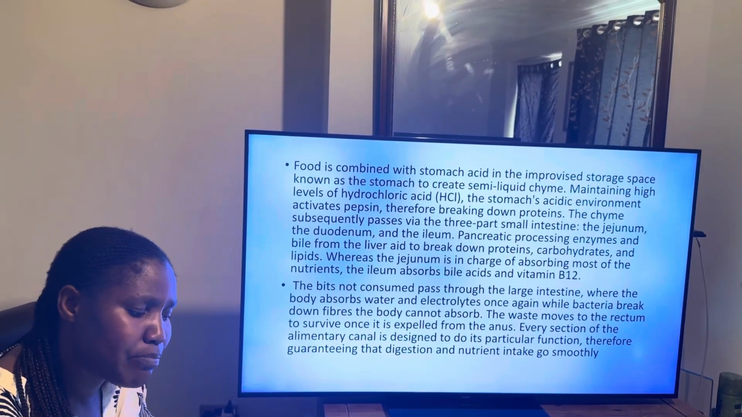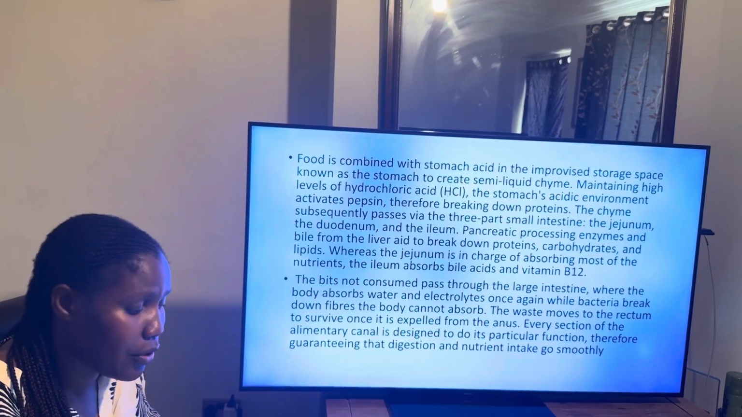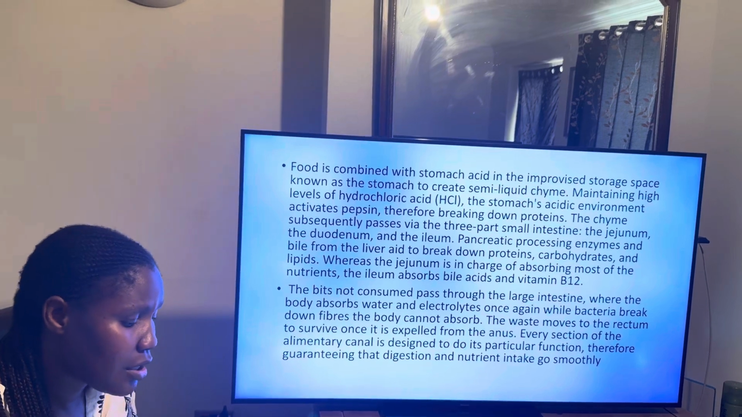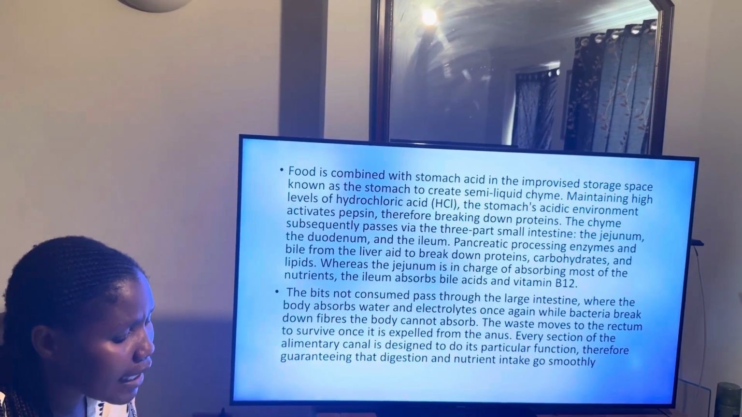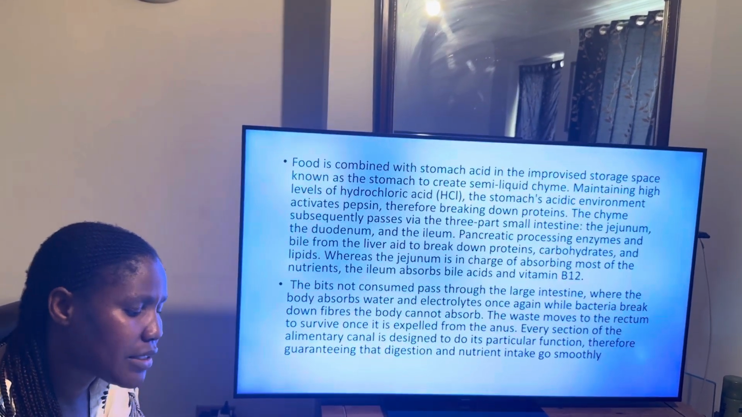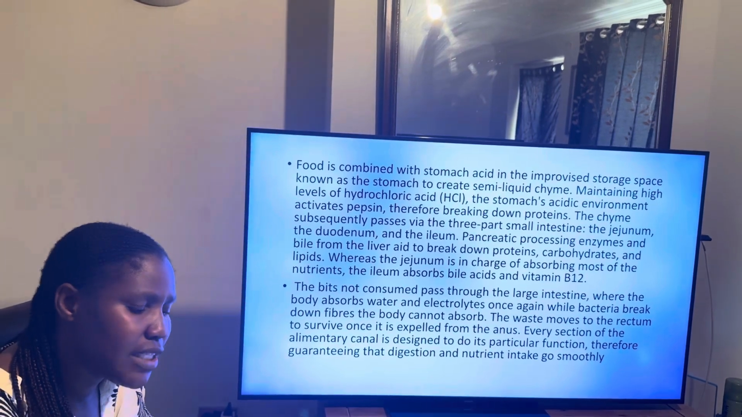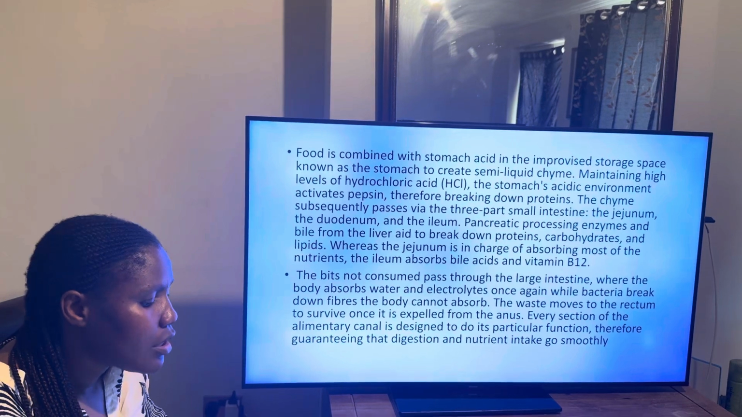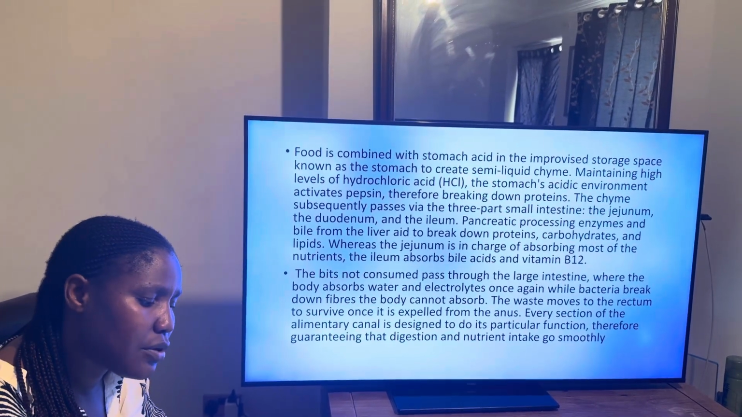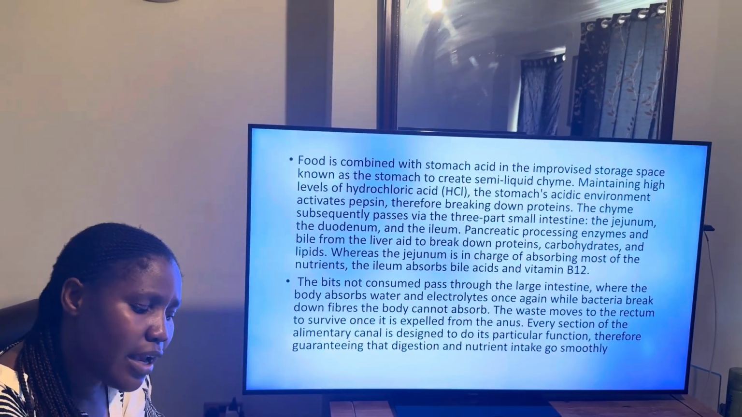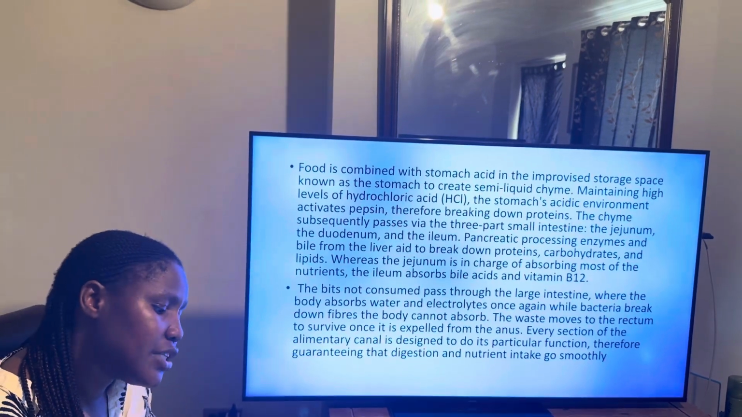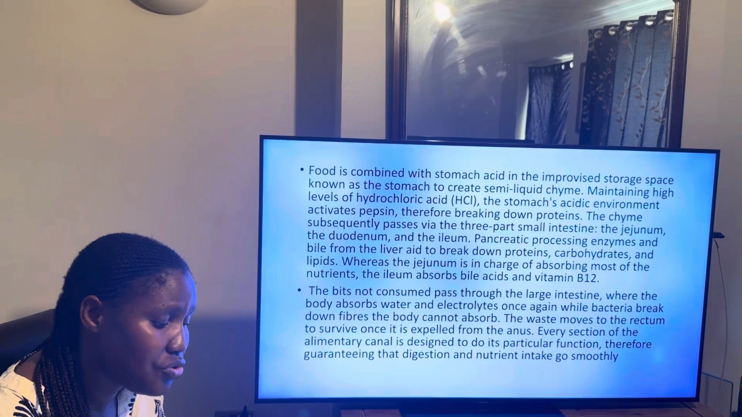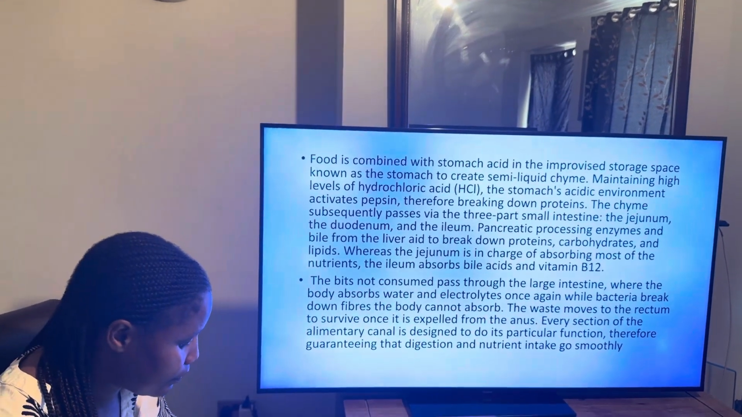The ileum absorbs bile acids and vitamin B12. The bits not consumed pass through the large intestine, where the body absorbs water and electrolytes once again, while bacteria break down fibers the body cannot absorb. The waste moves into the rectum until it is expelled from the anus. Every section of the alimentary canal is designed to do its particular function, therefore guaranteeing that digestion and nutrient intake go smoothly.